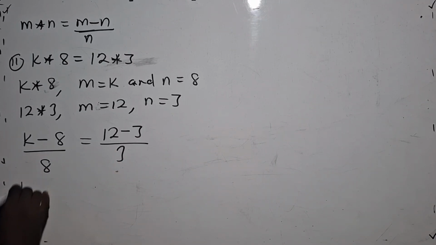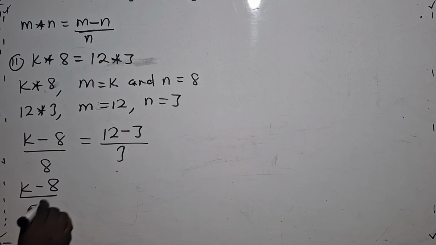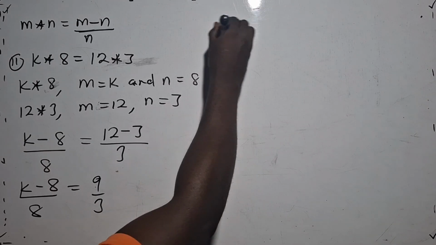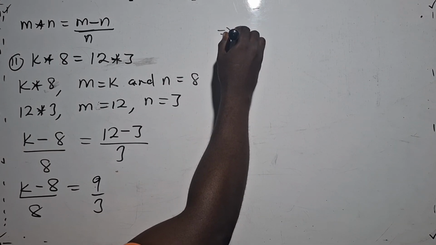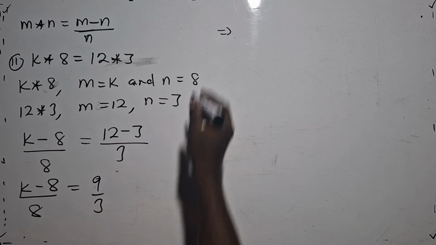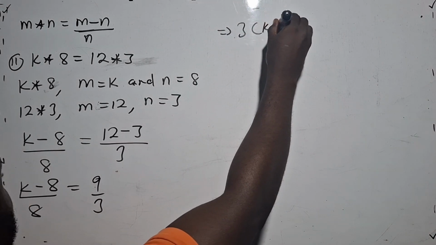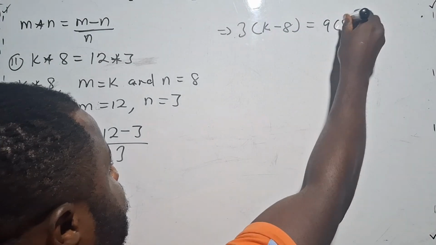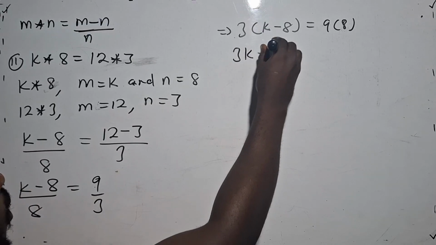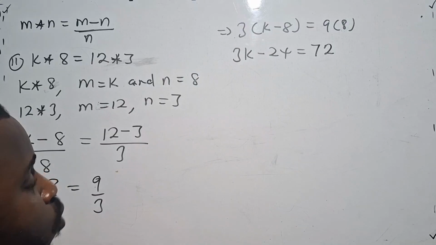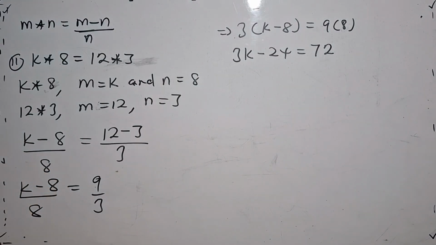So I'll solve here 8 minus a minus 8. Then I'll solve this two on 3. I'm going to cross multiply again. Now looking here, here is 8. So when I cross multiply, I get 3 bracket open 8 minus a minus 8 is equal to 9 times 8. So opening the bracket, 3k minus 24 is equal to 9 times 8 will give me 72. Yes, 9 times 8 will give me 72.